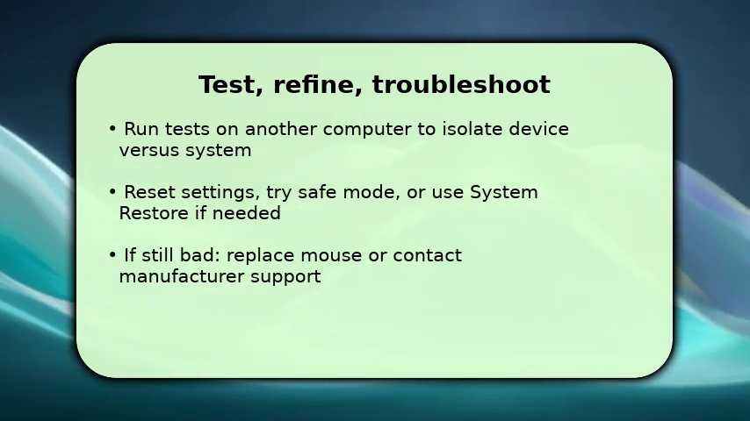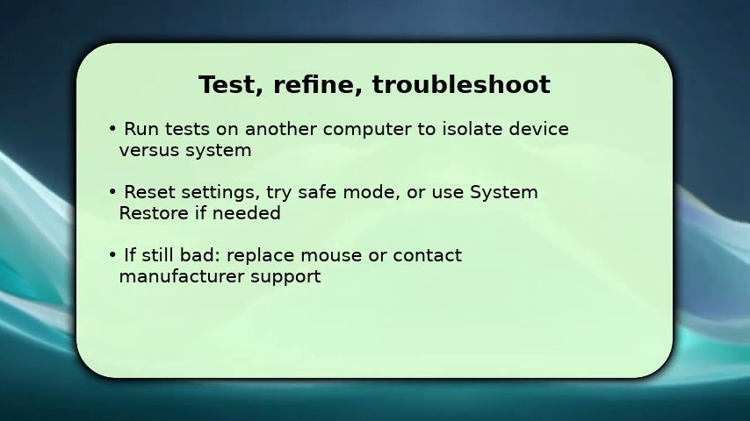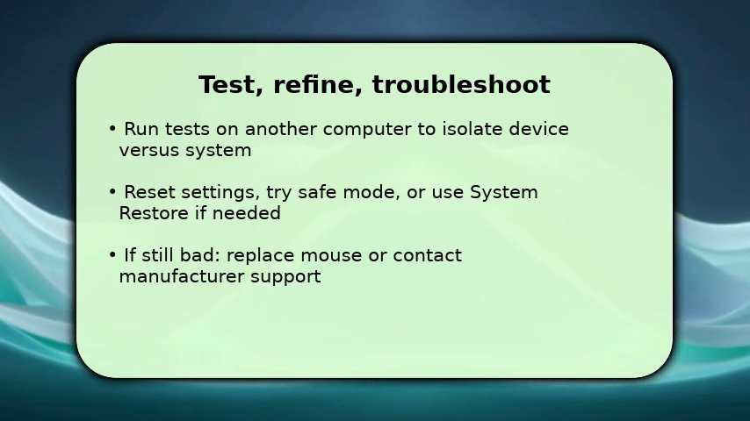One key troubleshooting tip: if jitter appears only in one app, check that app's mouse or GPU settings before replacing hardware.